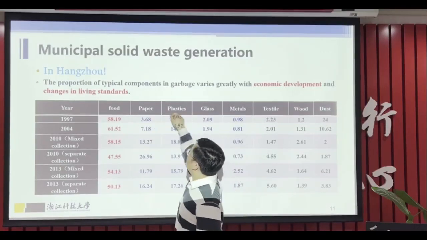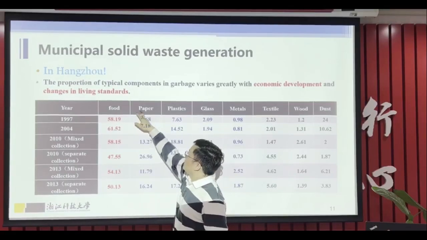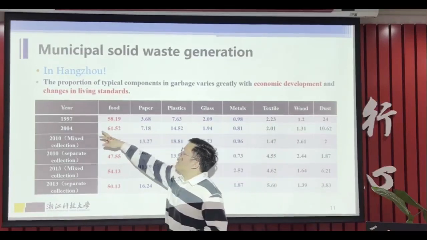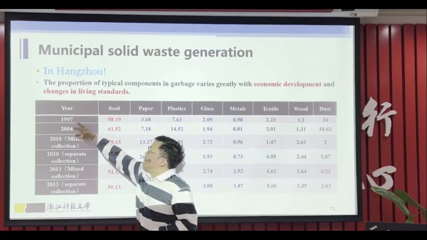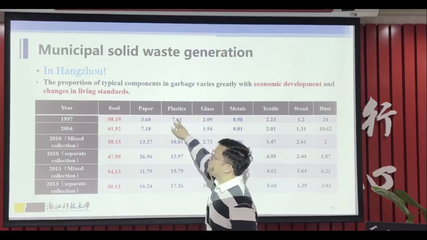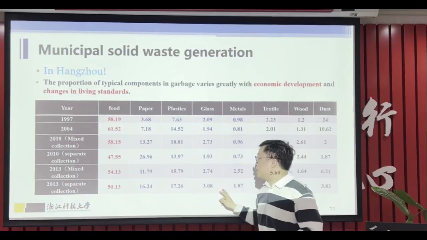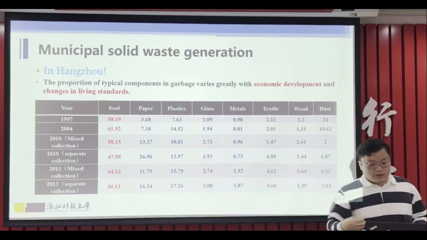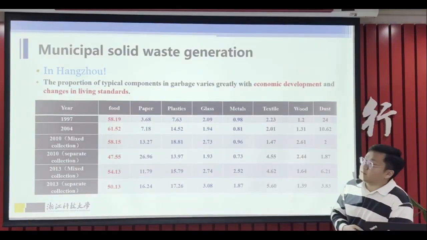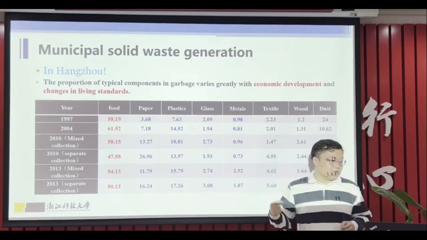Regarding the recyclables, which have some value to recover, for example, paper waste, plastic waste, glass waste, and metal waste, in 1997 the proportion of these recyclables is very low, but in 2013 the proportion of the recyclables becomes higher. So, with the increase in the social economic and the living standards, the proportion of the recyclables becomes higher in the municipal solid waste.